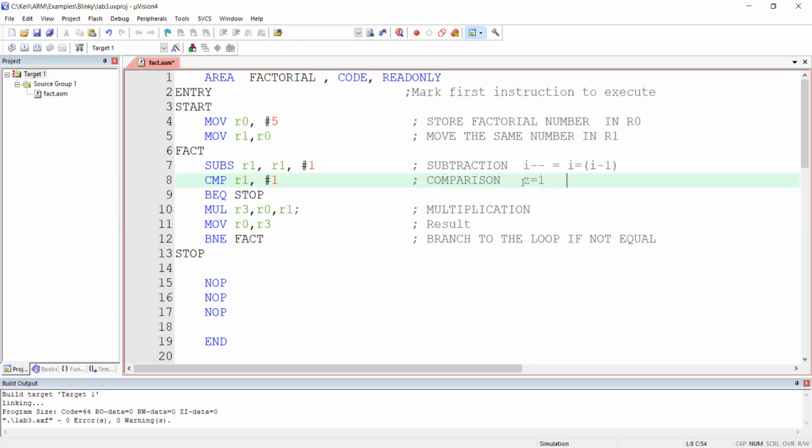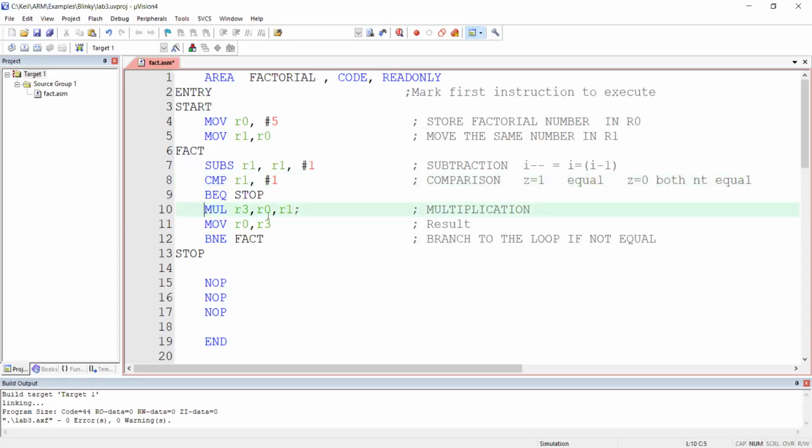What do you mean by Z equal to 1? Both are equal. If Z equals 0, both are not equal. Which both? One is R1, one is the number 1. So if both are equal, we get Z as 1. If not, Z is 0. If Z is 1, it will go to the stop line. If Z is not 1, that means 0, it will go to line number 10.